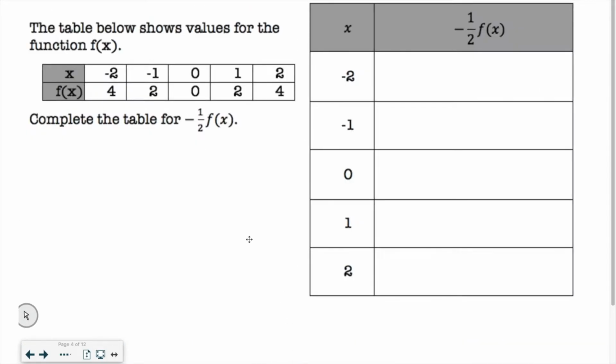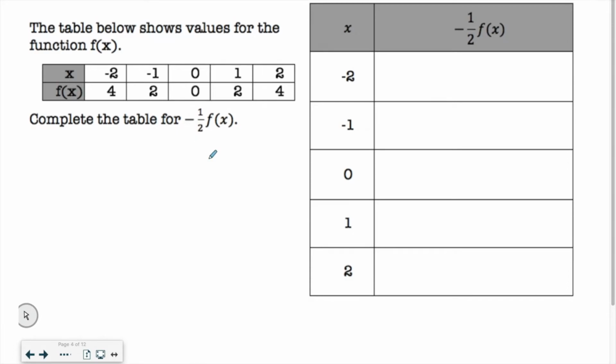All right, so let's look at a table. The table below shows the values for the function f of x. Complete the table for negative 1/2 of f of x. So here are your x values that you're going to use for the table. They're the same x values, they've just written it as a table on the right-hand side. And then here's your original or your parent function. These are the original f of x values. And we're trying to create a new function with negative 1/2 of that amount.